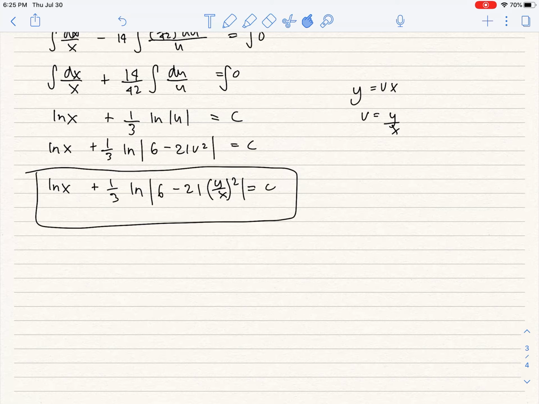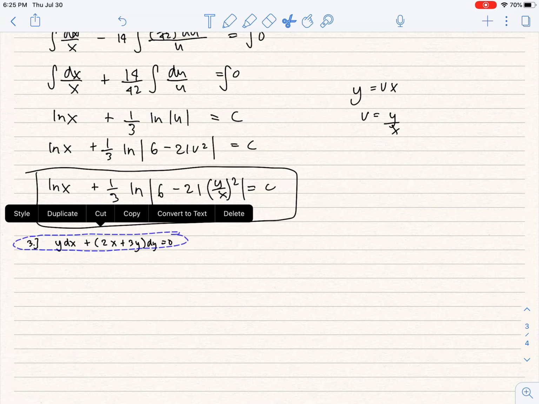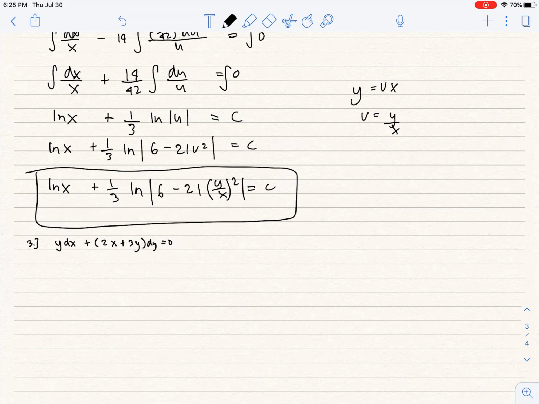Example number 3. Okay, so same with number 1 and 2, we need to check if it is a homogeneous DE. So remember, M is always together with dx. So our M here is y. Then N is always with dy.